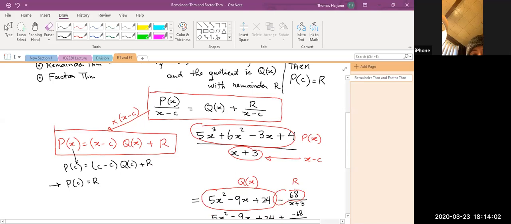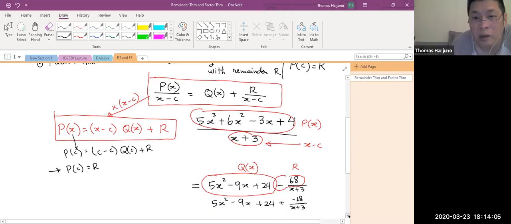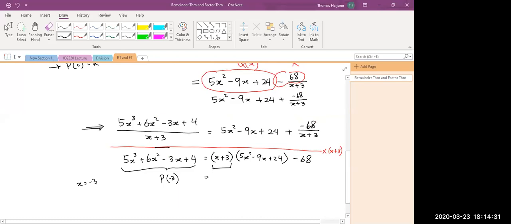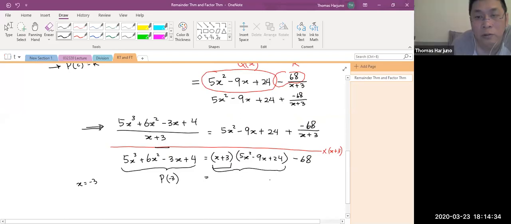Now let's apply that idea here. Now imagine if I replace the x by negative 3. If I replace x by negative 3, so P(-3) equals, what is this? Zero. So the whole thing here will be zero, right? Zero times whatever. And P(-3) equals negative 68.